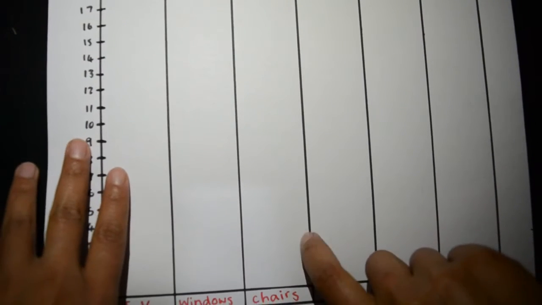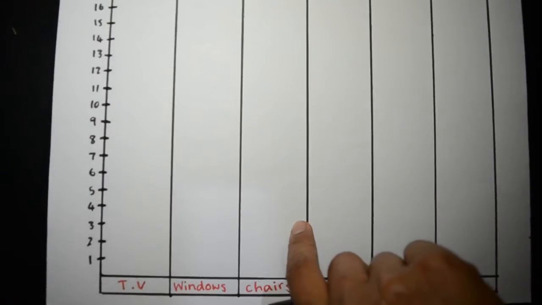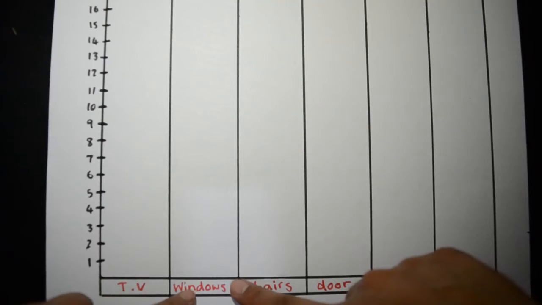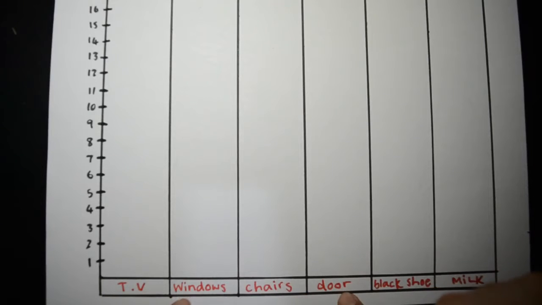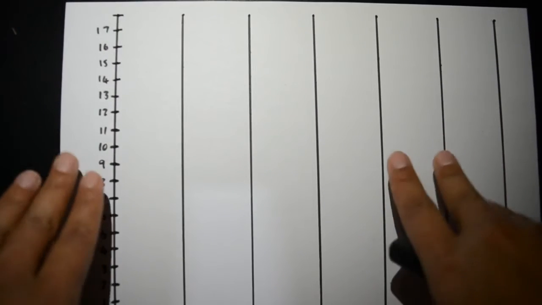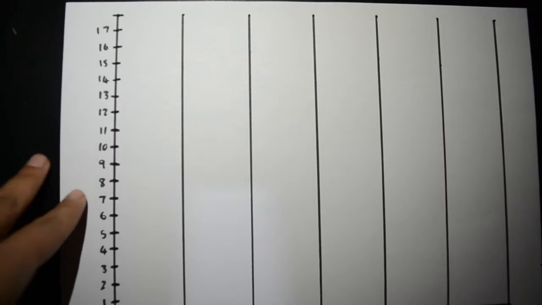Okay, and so we're doing maths now. Yesterday I asked you to do some counting for me. I wanted you to find out how many TVs you have, how many windows, chairs, doors, black shoes, and how many milks do you have in your house. So remember last time we did a graph.